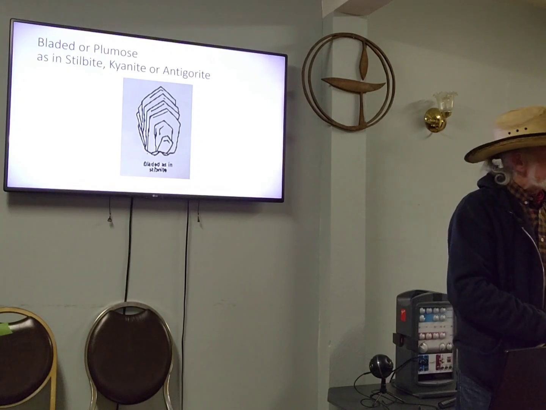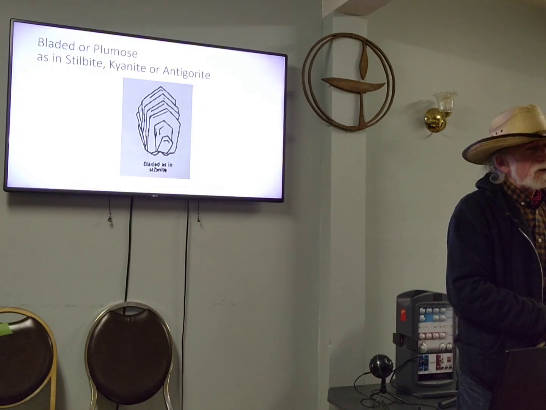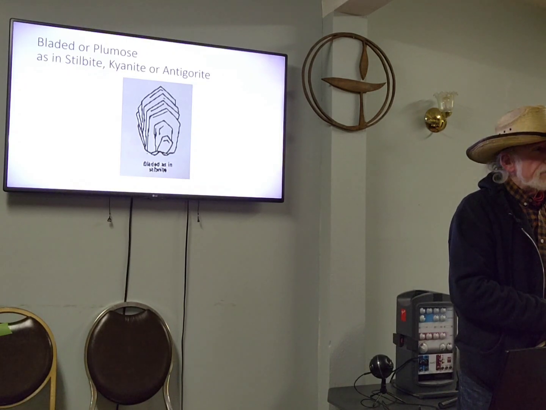Also, there are feldspars that occur in blades. Most people, do you know them? One that's, I'm trying to think of the name. There's 10,000 minerals. It's really hard to remember them all. Does anybody know the bladed feldspar?